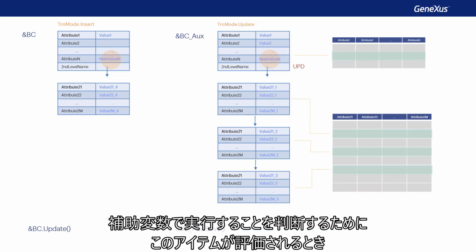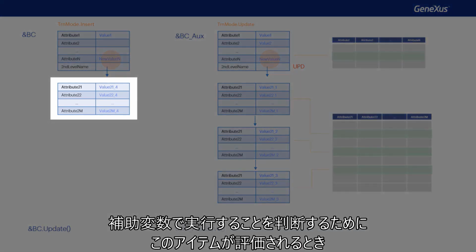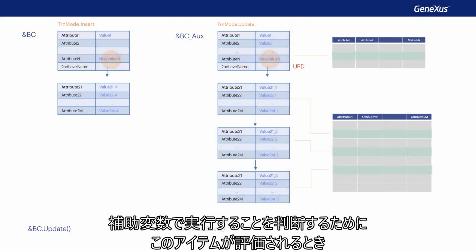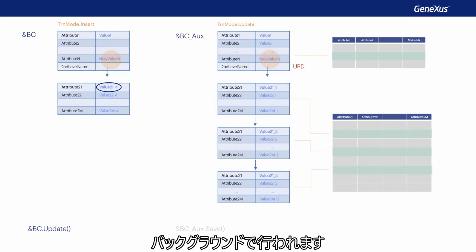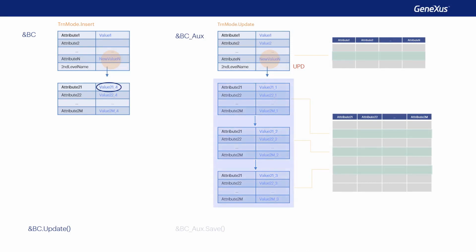What will happen in the background is that when this item is evaluated to determine what to do with it on the auxiliary variable, the getByKey method will search on the line collection for one with this value. If it's not found, then it's added.